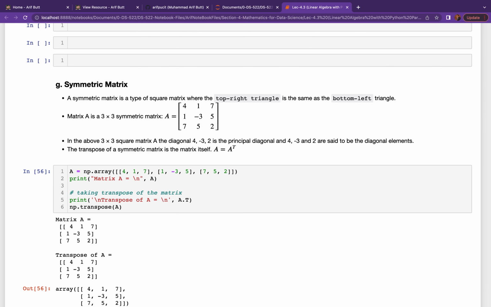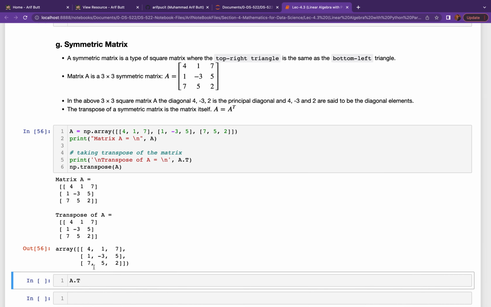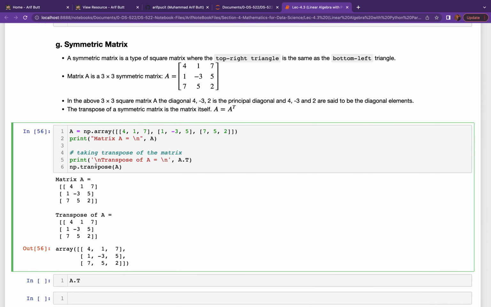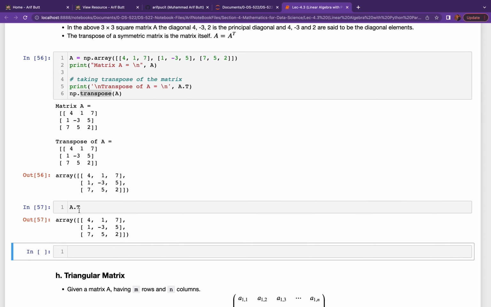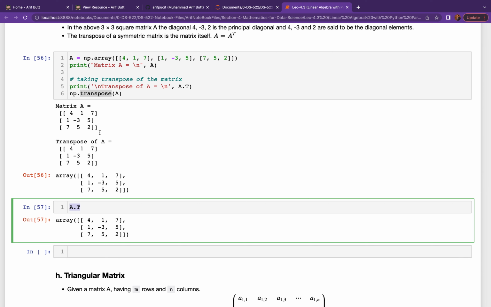So this is the matrix A. You can use the transpose method, or you can just use the .T attribute of the matrix. This is more commonly used. However, if you are more comfortable with the other, you can do that.